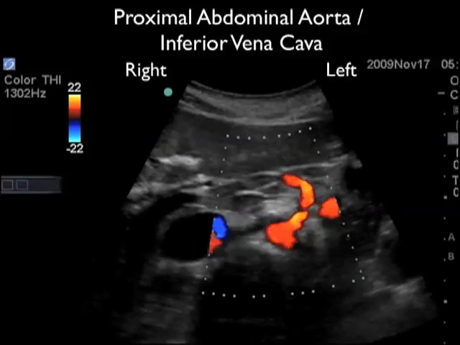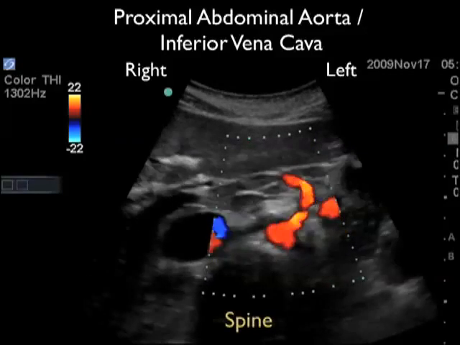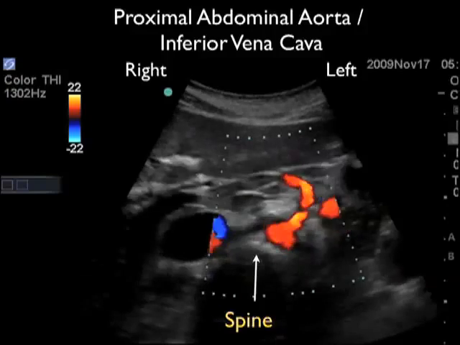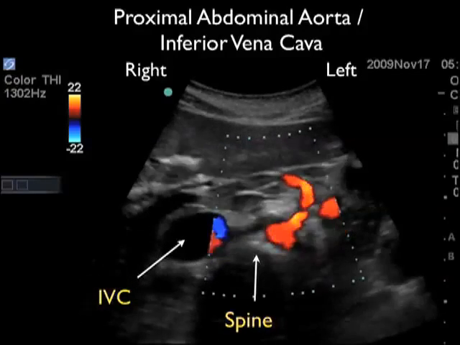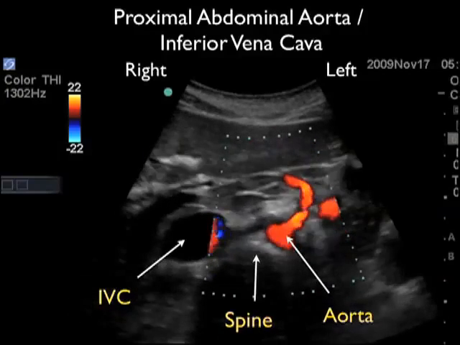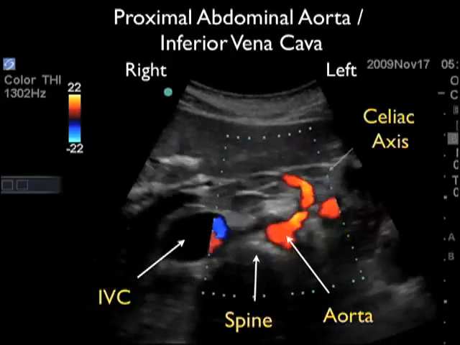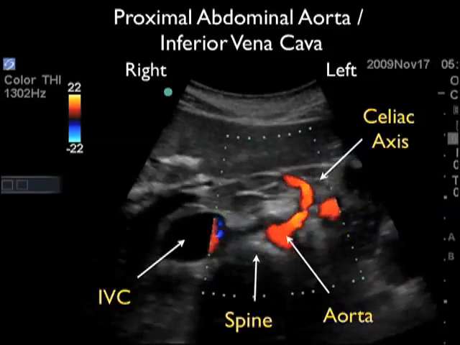Here we have a video clip in which we'll look at the ultrasonic appearance of the celiac axis using Doppler sonography. We again identify the spine by its hyperechoic or bright appearance, and we see the IVC over towards the patient's right and the aorta towards the patient's left. As we look closely at the aorta, we see the branch, the celiac axis, coming off anteriorly from the aorta, again having that classic appearance of the seagull sign with the two branches, the hepatic and splenic arteries.